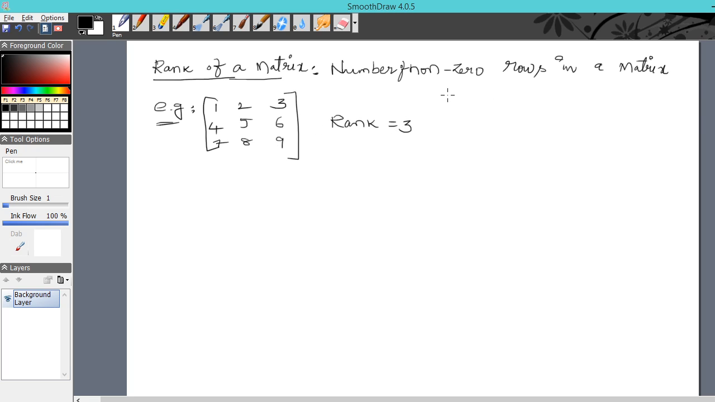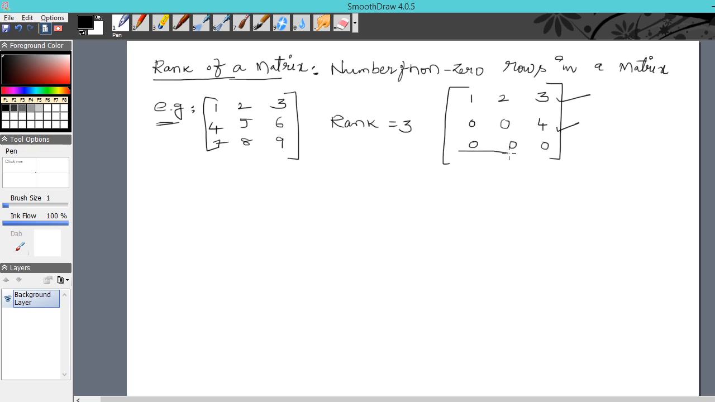One more example I am just considering here. 1 2 3, 0 0 4, 0 0 0. So what is the rank of this matrix? See here number of non-zero rows. Here no zeros are there, so we can consider this. Here two zeros, but here one non-zero, so this complete row is also a non-zero row, so this is also considerable.